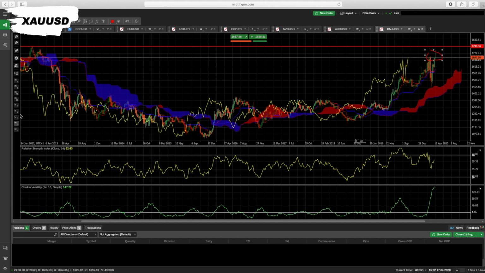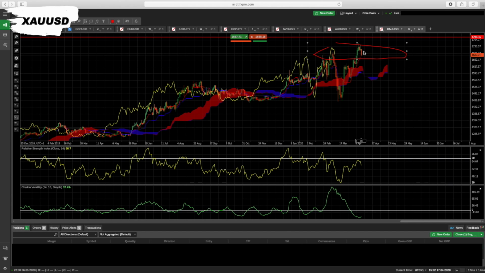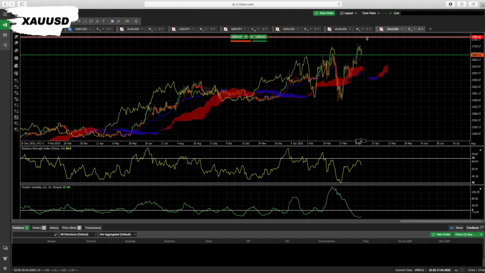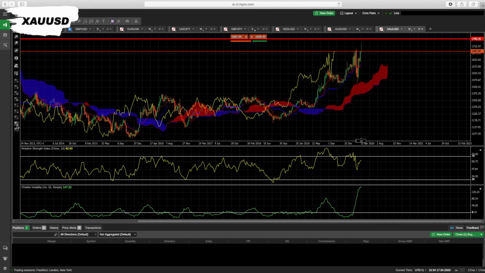So let's just jump down to the daily and see where we are. We've broken above the 1750 up here. I'm just drawing a little circle. Then we've retraced back to a previous resistance level. So let's just see how long we hold up here. But I will be looking at a test. I'm still quite confident that we're going to test the 1780 level, and at this level is where I'll make my decision. Let's just jump quickly down to the weekly.